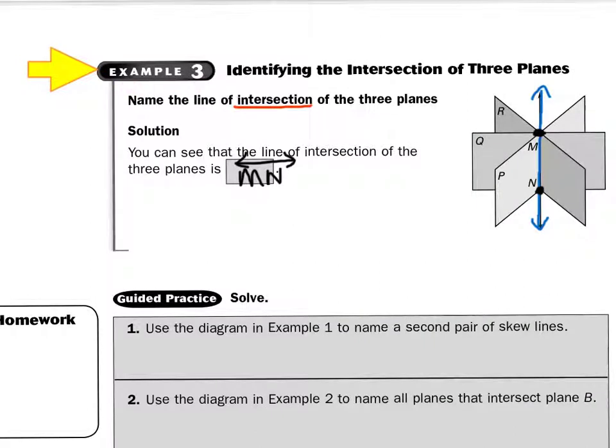Okay, take a look at example 3. They want us to name the line of intersection of 3 planes. So like 3 giant pieces of paper. So look at plane R right here, and it's the darker plane. Plane Q is right here, and it's kind of medium shaded. And then plane P is the lightest plane, like a giant piece of paper. Well, they all kind of go through each other, and they intersect with this line. So we would say the intersection is line MN. It goes through the points M and N.